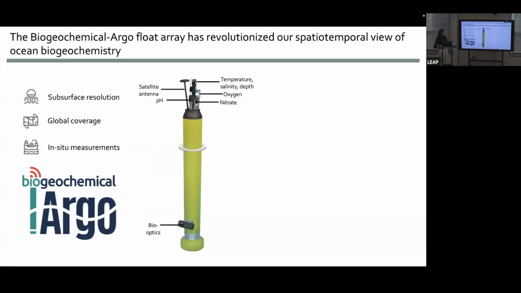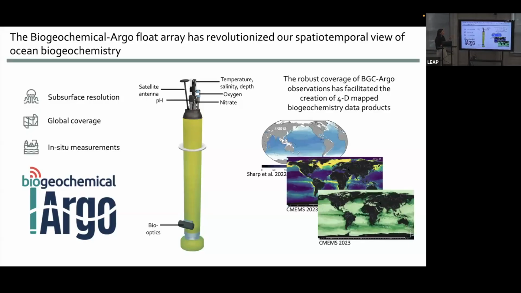So these Biogeochemical Argo floats, or BGC-Argo floats, I'll call them, are equipped to measure a variety of biogeochemical characteristics, including pH, oxygen, nitrate, biooptics. And the robust distribution of these observations has facilitated the creation of these 4-dimensionally mapped data products. So these time-resolved, depth-resolved data products really mark a notable shift in our ability to investigate fundamental oceanography and biogeochemical processes concerning productivity, deoxygenation, and marine ecosystem health.